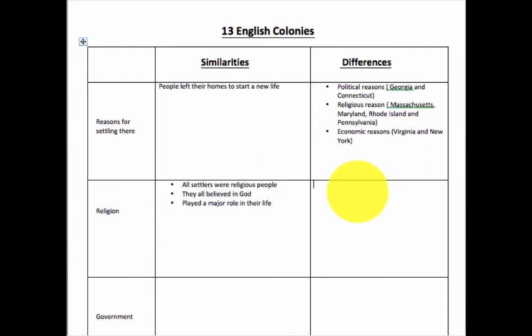Now, the differences are the different types of religions that we see in the colonies. We have Puritans, we have Anglicans, or the Anglican Church of England. We have Quakers, Catholics, Protestants, and various other faiths.